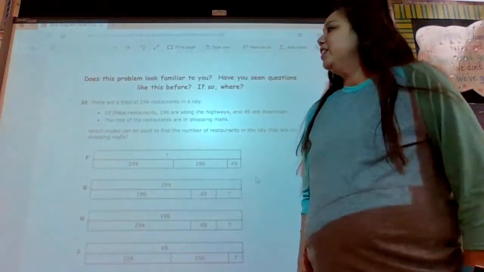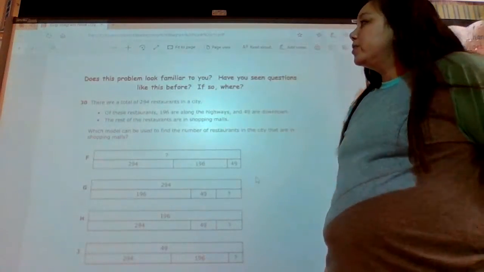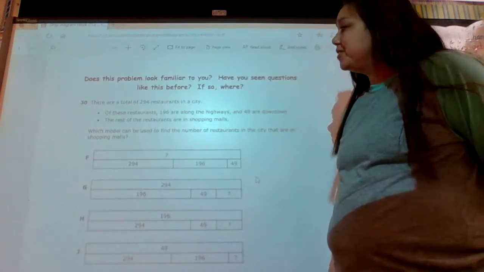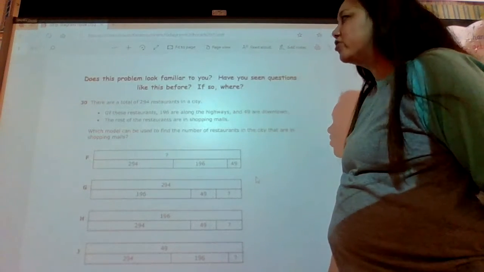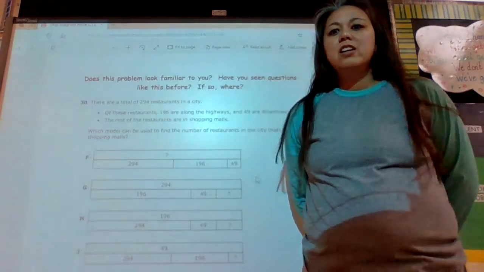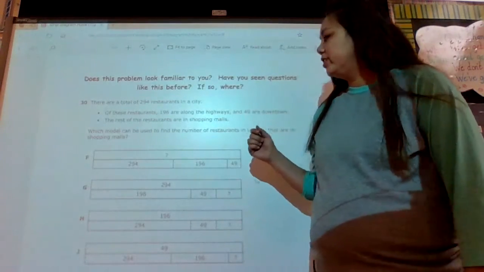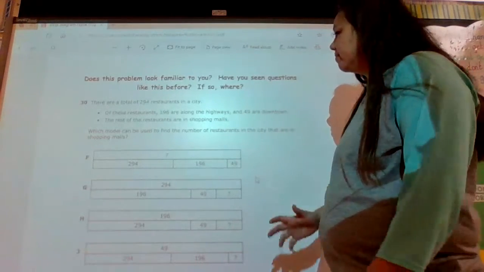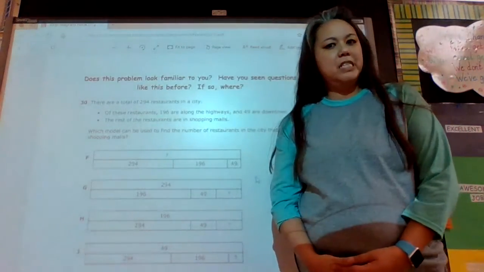Hello, bears. I want to know, does this problem look familiar to you? Have you seen questions like this before? If so, where? I do want to apologize for the lighting. There's no way that I really know how to fix that.